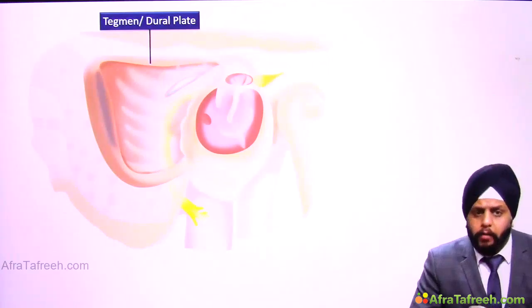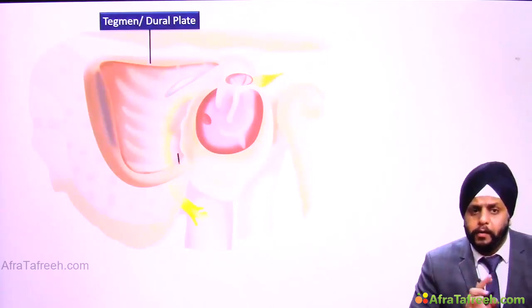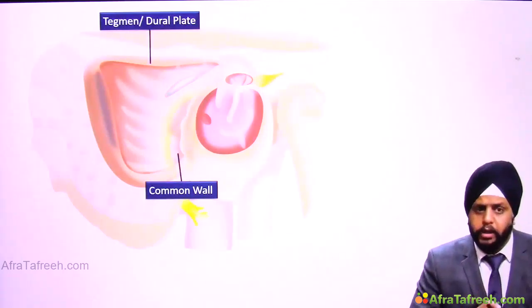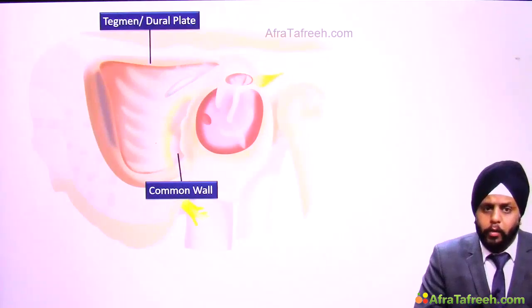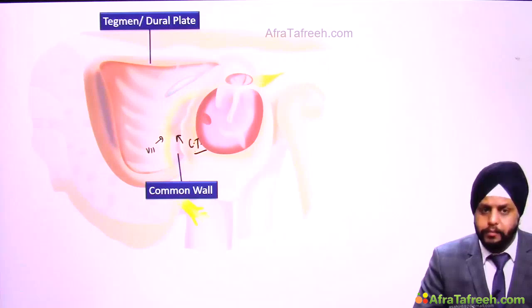Now see, the anterior wall of mastoid is same as posterior wall of middle ear. This is the common wall. What can you see in this common wall? In this common wall, you can see the facial nerve. This facial nerve gives a branch over here. That branch is known as chorda tympani.